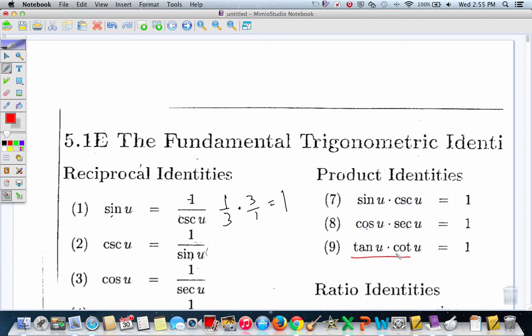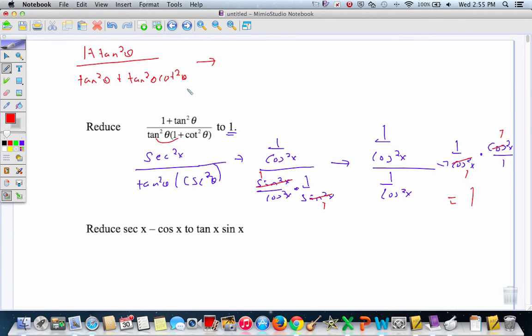From our identities, backtracking 2 pages, notice that tangent times cotangent equals 1, so tangent squared times cotangent squared would equal 1 squared. Well, 1 squared is still 1. So I'm going to replace this with 1 plus tangent squared over tangent squared plus, and I just said that tangent squared times cotangent squared is 1 squared or 1. Notice now I have something divided by itself or 1.